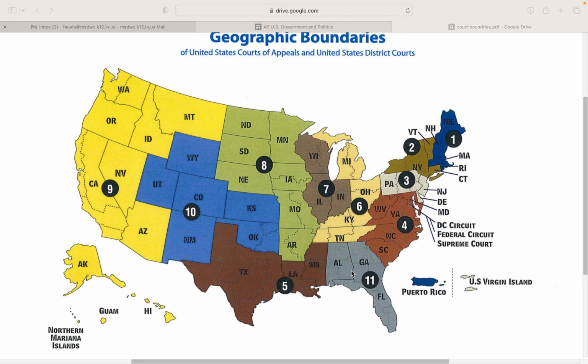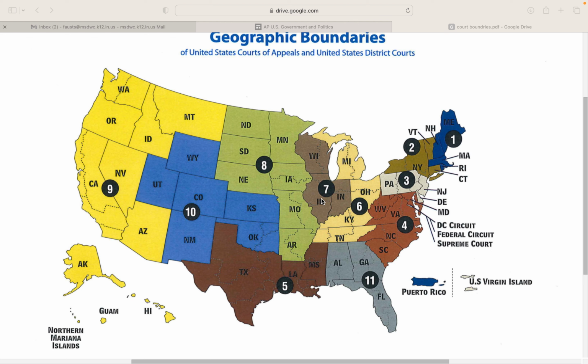There are 13 circuits, so you can see 11 here, and then you've got the DC Circuit, and then the U.S. Court of Appeals for the Federal Circuit. And so we're not going to really talk about that, but for the most part, what's going to happen again, if you don't like what happens in one of those 94 district courts, then you will appeal to the circuit court or the Court of Appeals, wherever you're at.